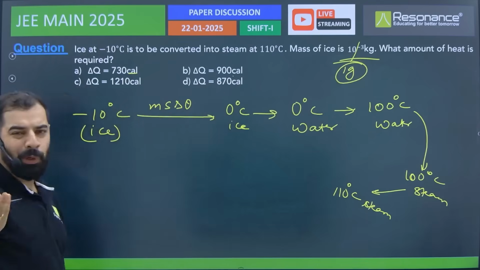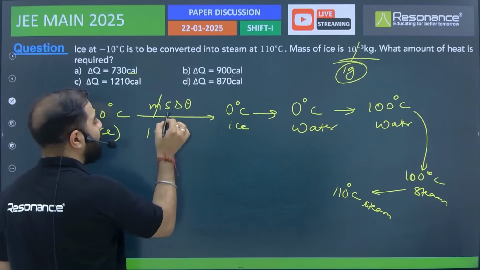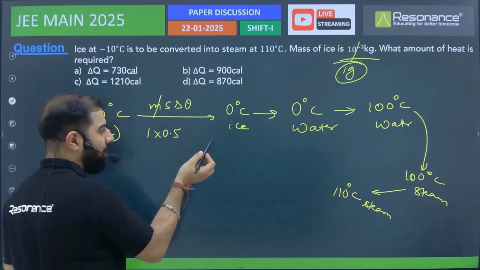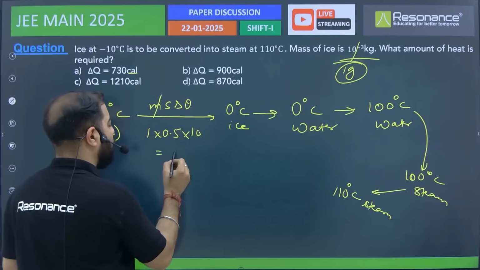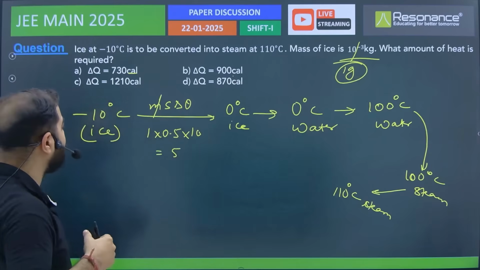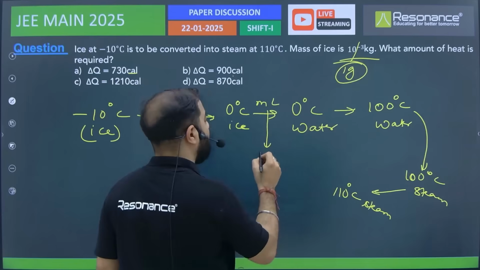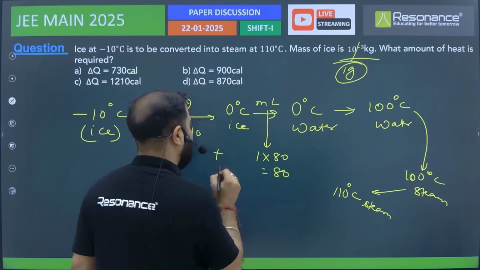It can be in joules also. So let's say if it is calorie, 1 into, what is the value of S for ice? It's 0.5 calorie per gram per Kelvin. Change in temperature is 10, so that turns out to be 5. That was ms del theta. Now it's a state change, so the formula will be mL. The value of m is 1, L is 80, so that turns out to be 80.